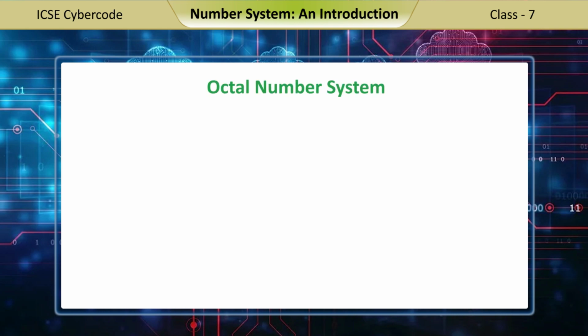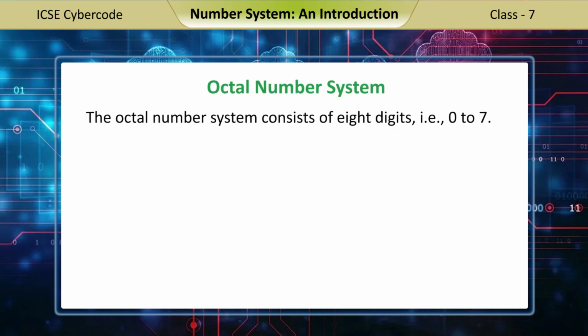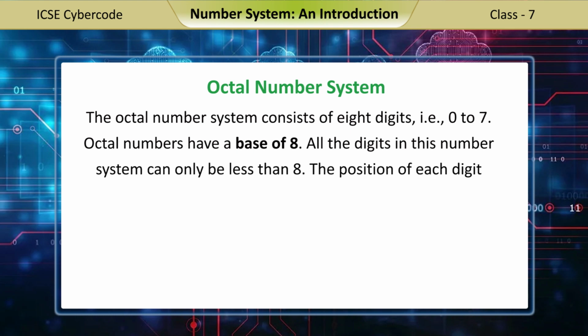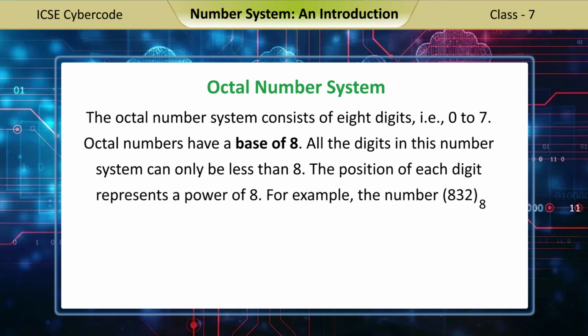Octal number system. The octal number system consists of 8 digits, that is, 0 to 7. Octal numbers have a base of 8. All the digits in this number system can only be less than 8. The position of each digit represents a power of 8.